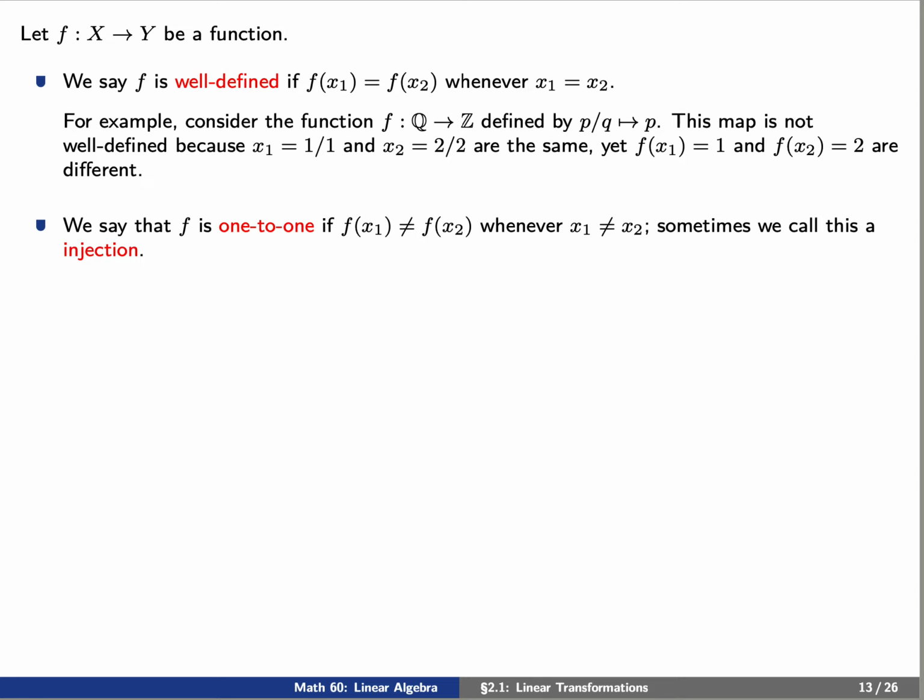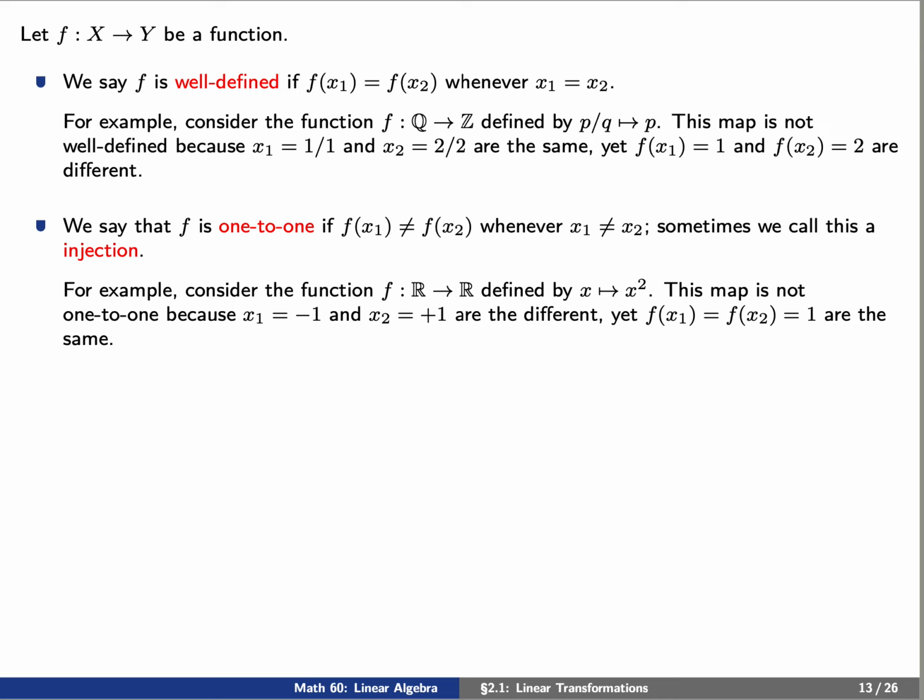We'll say that our function f is 1 to 1 if f of x1 does not equal f of x2 whenever x1 does not equal x2. Sometimes we'll call this an injection. Here's an example. Consider the function mapping from the real numbers to the real numbers defined by sending x to the real number x squared. This map is not 1 to 1 because while x1 equals negative 1 and x2 equals plus 1 are different, we see that the image f of x1 equals f of x2 equals 1.